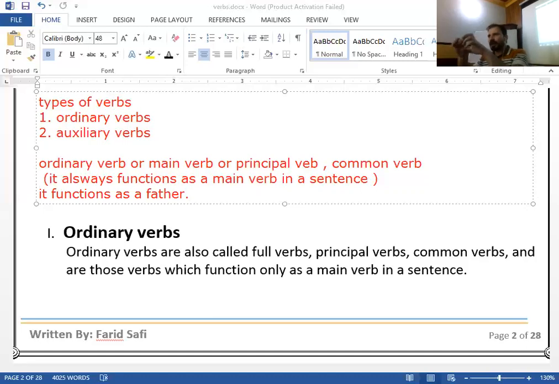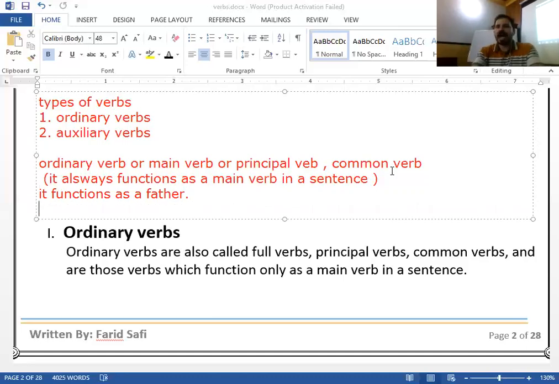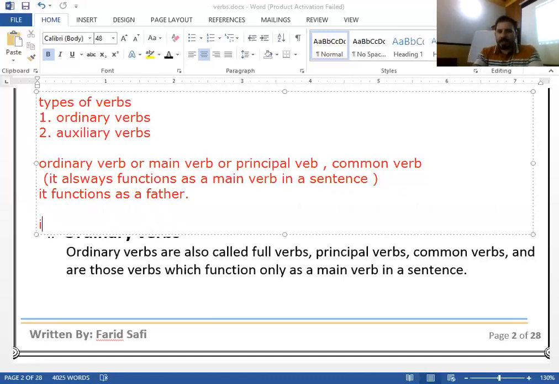I'm teaching you people, clear? I'm developing your ideas. How? If I say I write a letter, write is called a verb. This is called a verb. Write sets up its function there.